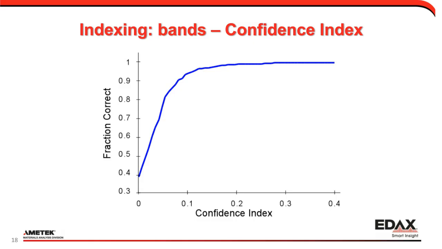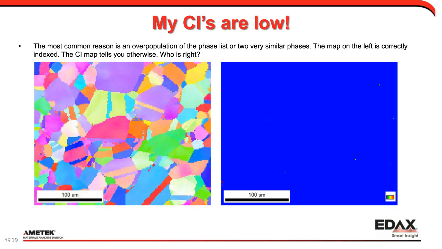This right here is our good old friend, our high gain nickel data set. So if you have OIM analysis, you have access to this data set. What I did here is essentially overpopulate my phase list on purpose. In this case, I use nickel and generic FCC. They're not quite the same, but they are relatively close. And here you can see on the left, I have my IPF map.